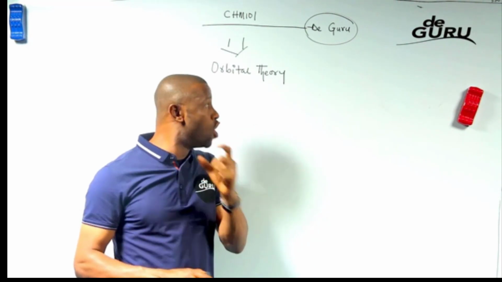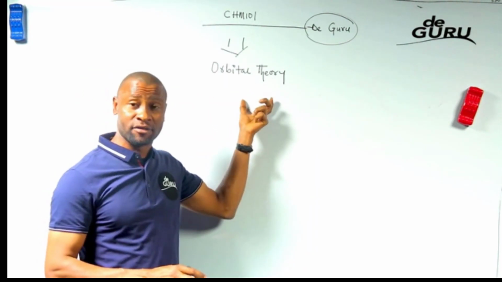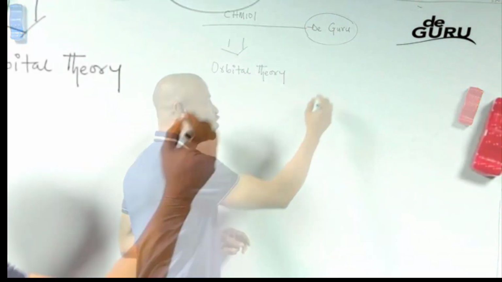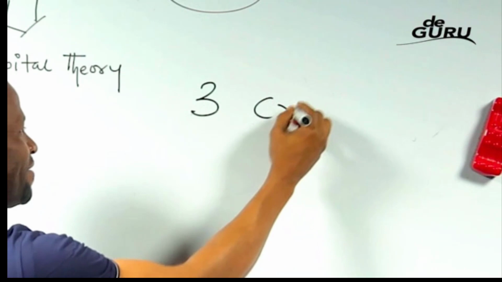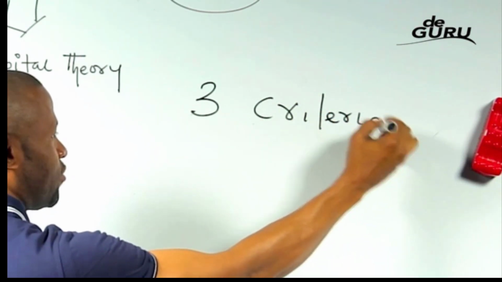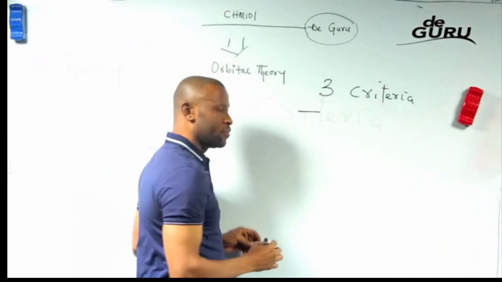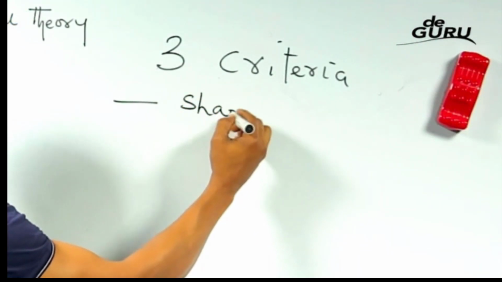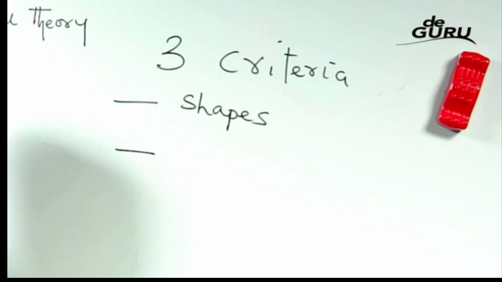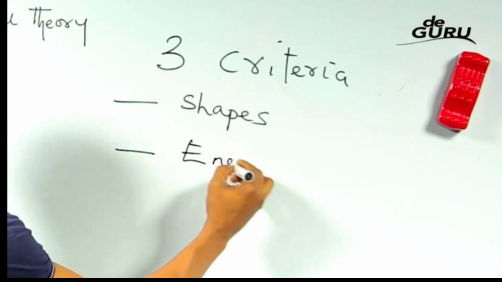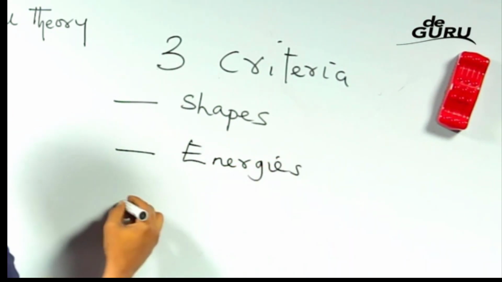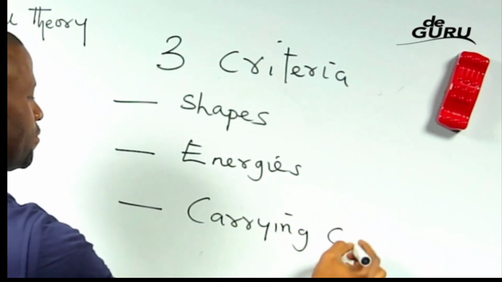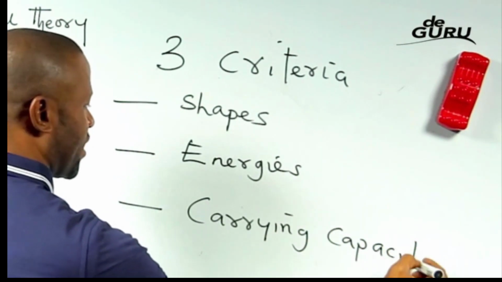That truth equally holds for the classification of orbitals. When we want to classify orbitals, we do that using three criteria. One, their shapes. Two, their energies. Three, their carrying capacities.